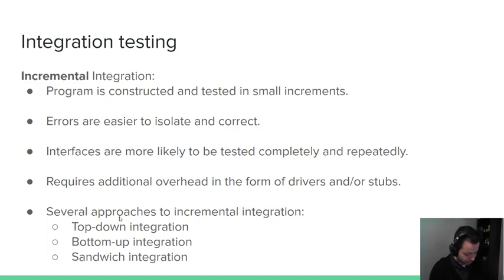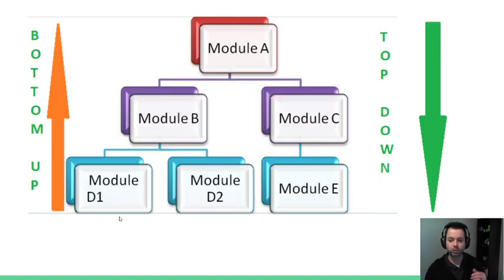With incremental integration, we have many different approaches for how to do it. There's top down, there's bottom up, there's sandwich, there's others as well. Basically, all this really means is how do you integrate your software? Do you like to go very granular or do you go very broad in how you're going to bring things together?